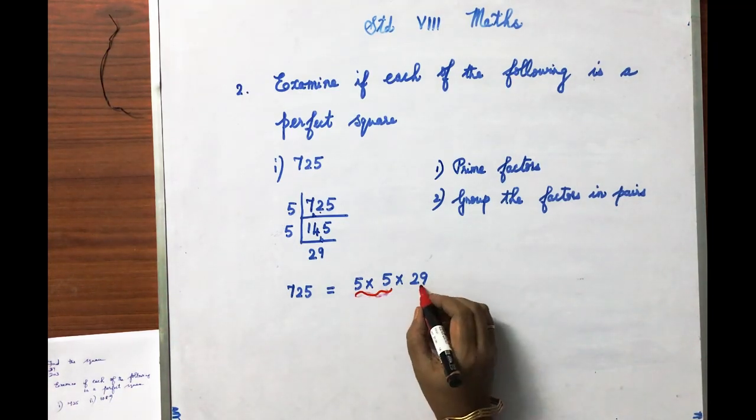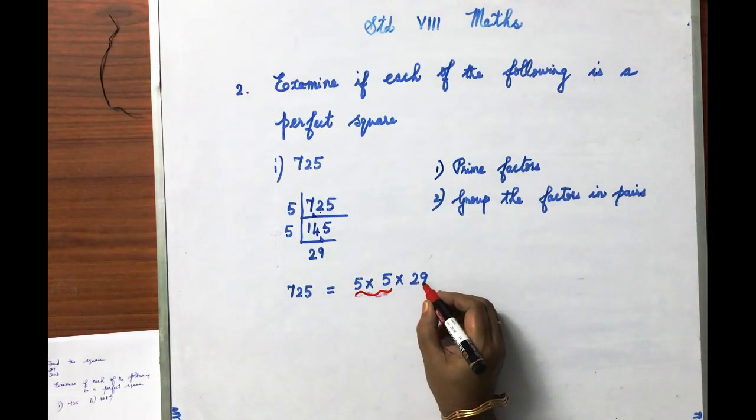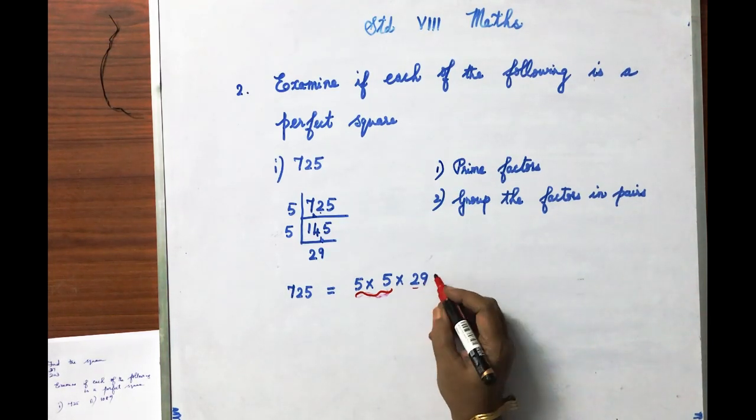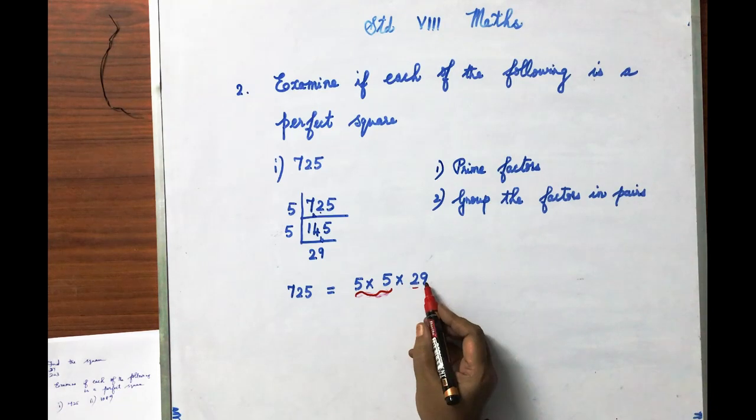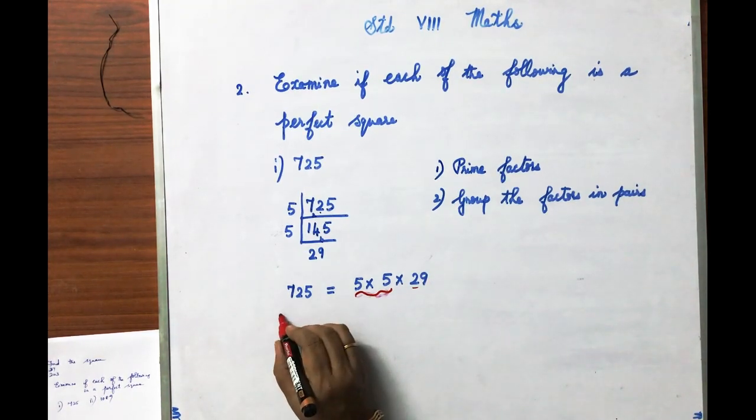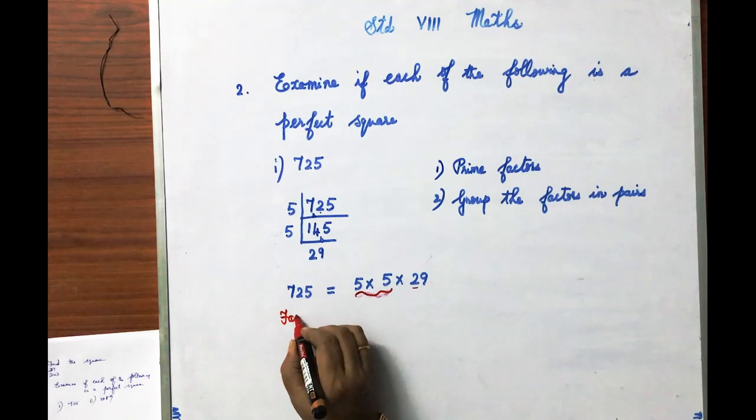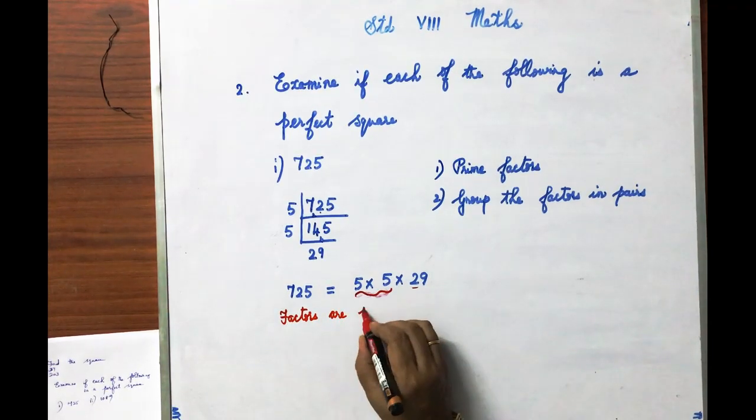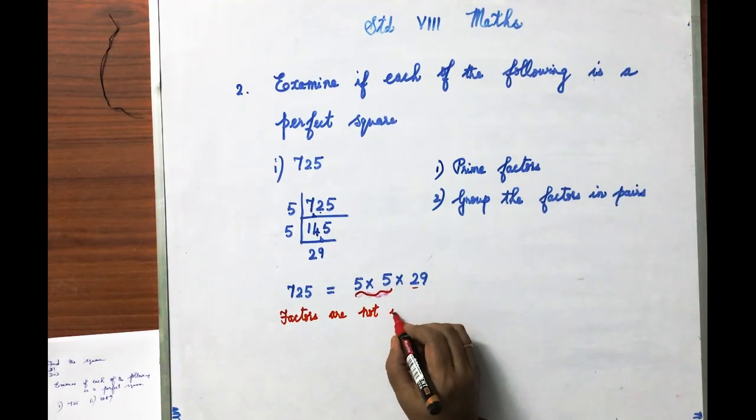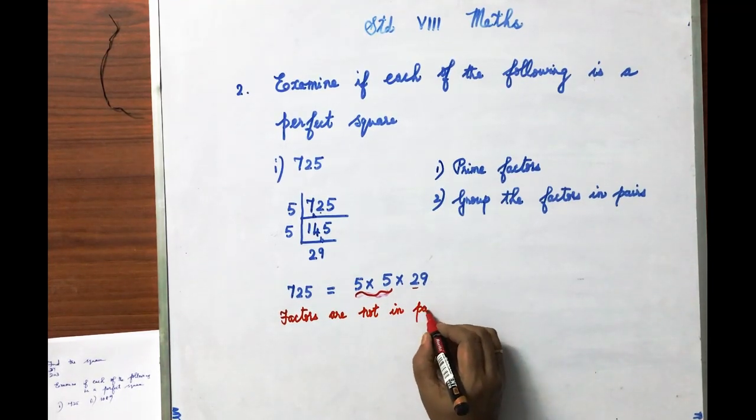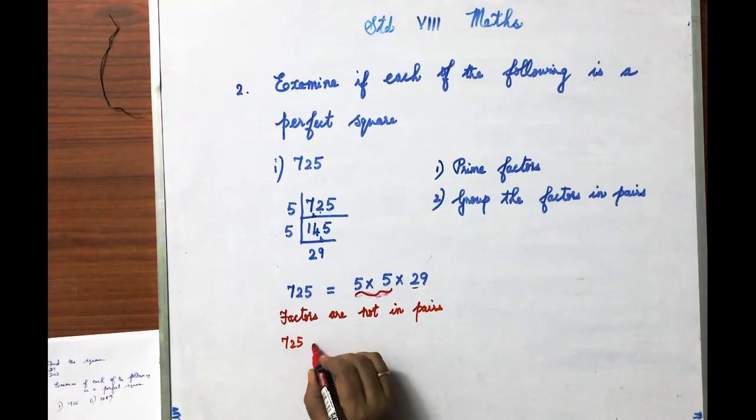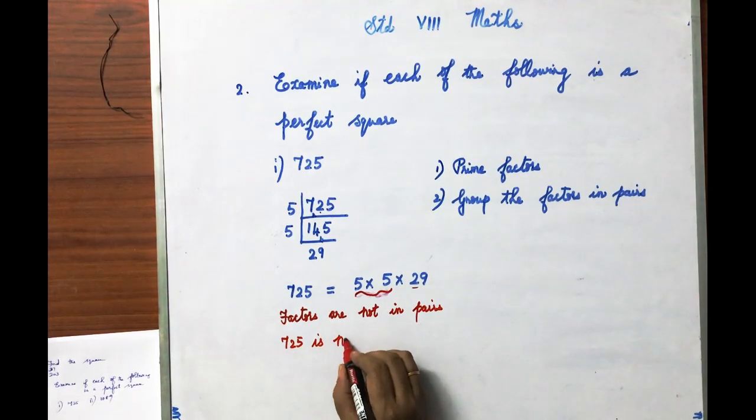So this is one pair, but here this 29 we cannot group in pairs, so this is alone. Because we are not able to group in pairs, this is not a perfect square. Here the factors are not in pairs. So 725 is not a perfect square.